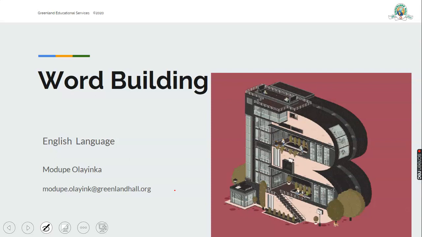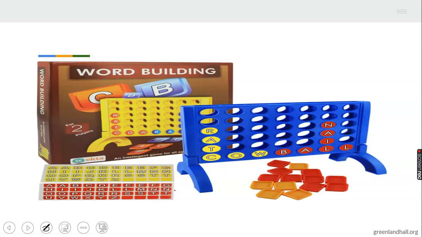Now, I said the topic is what? Word building. You can see this picture I have here, this beautiful picture. They are trying to build this structure, and you can see people working on it. It's just to show you that in today's class, we'll be building words using prefix, suffix, and then we'll be building on what we call root word.